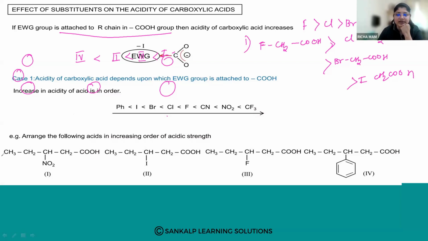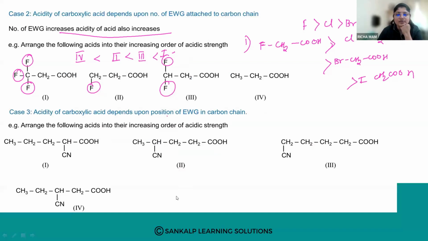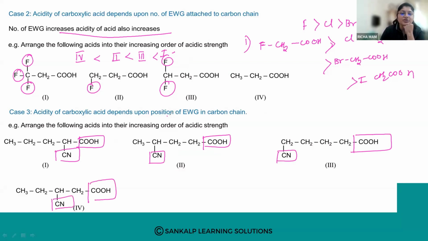Now here you can see, they are at one position. Here the cyano group is here, then the cyano group is here, and the carboxylic acid is here. Now here the cyano group is here, and the carboxylic acid is far. So the position of the electron withdrawing group also decides the acidity of the carboxylic acid.